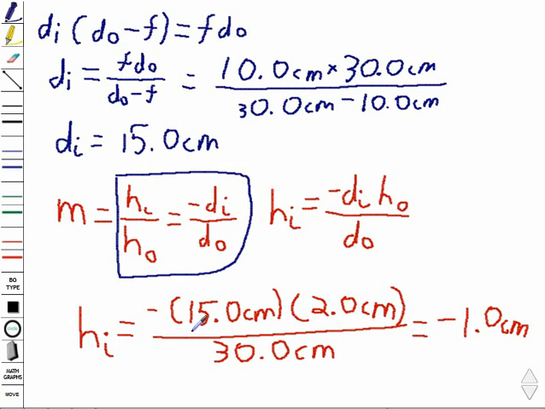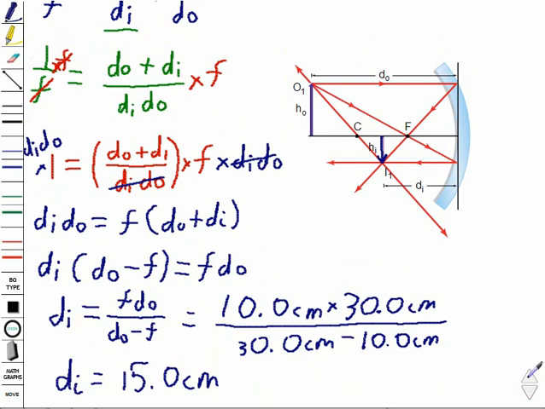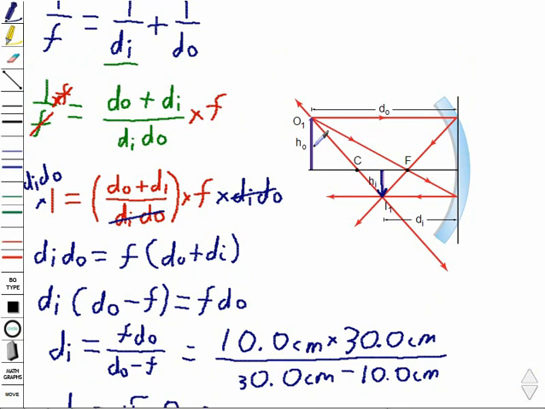Because we had 15 times 2 is 30, and 30 divided by 30 is 1, and we had a negative sign. So if we look back at our image, that's saying when we look at this, if this is 2 centimeters tall, this should be about half its height. And that looks about right. So that means that also we've done that correctly. So we should see a smaller image that's upside down. And when you project a real image onto the screen, it always flips it upside down.